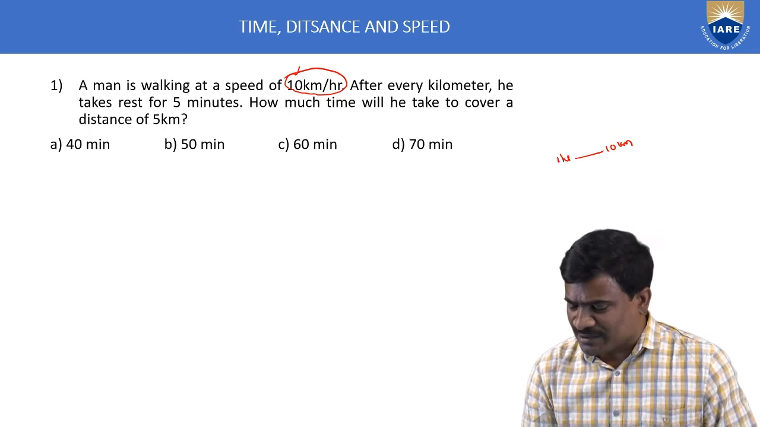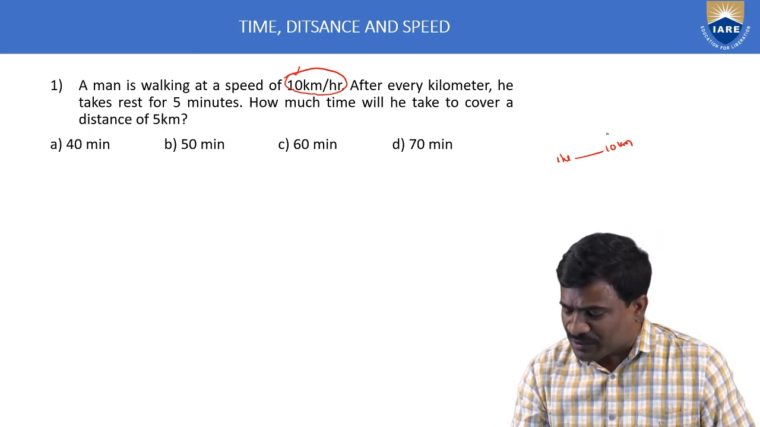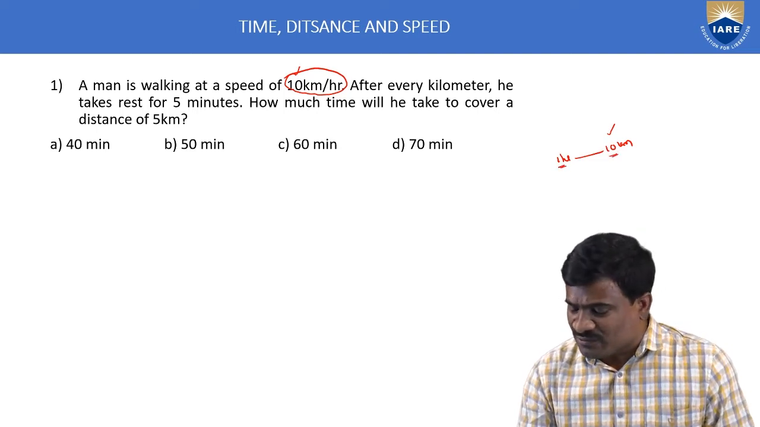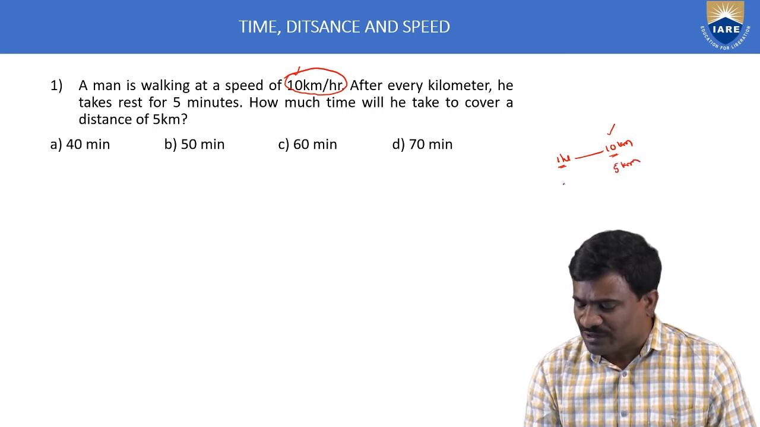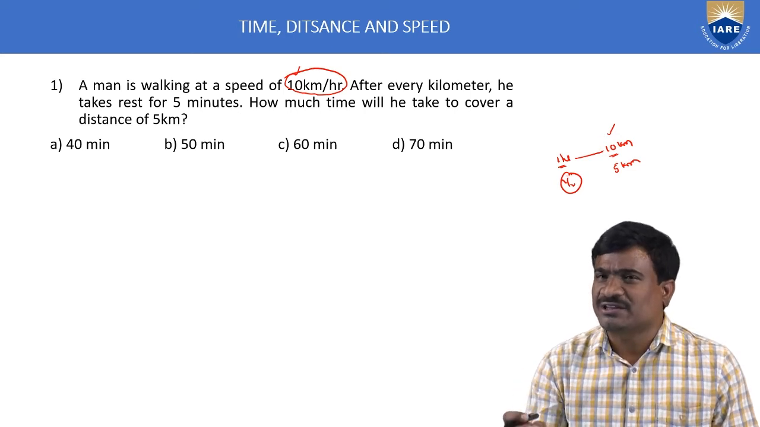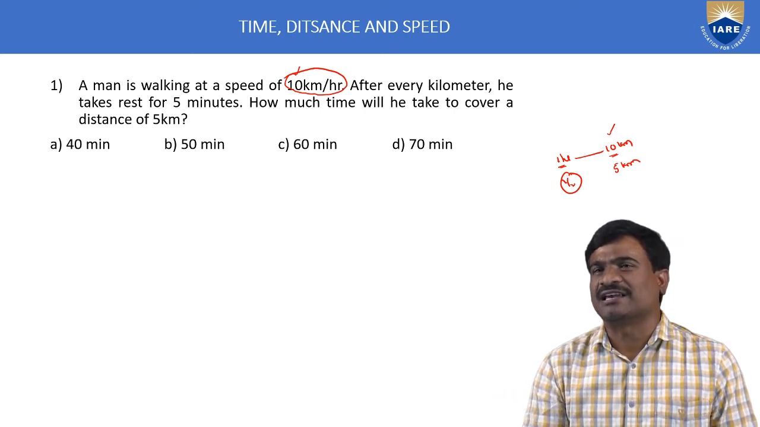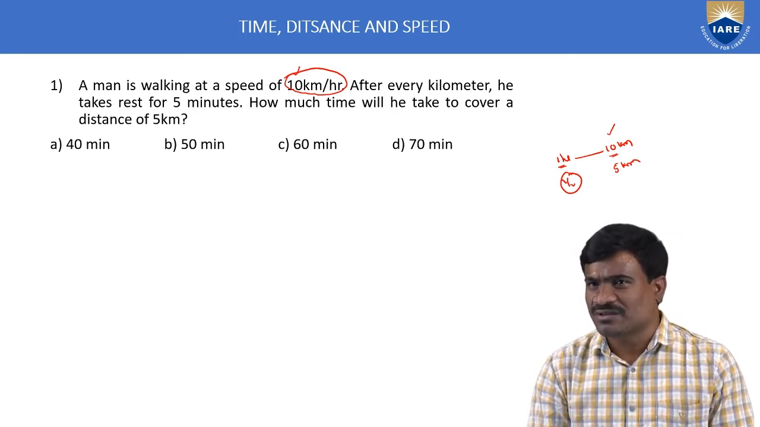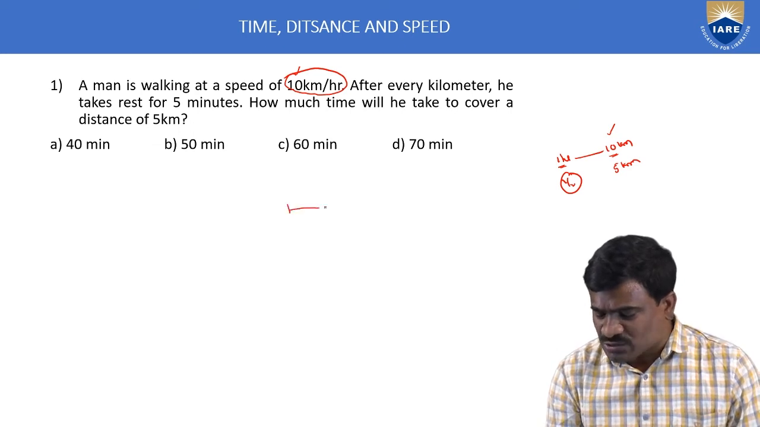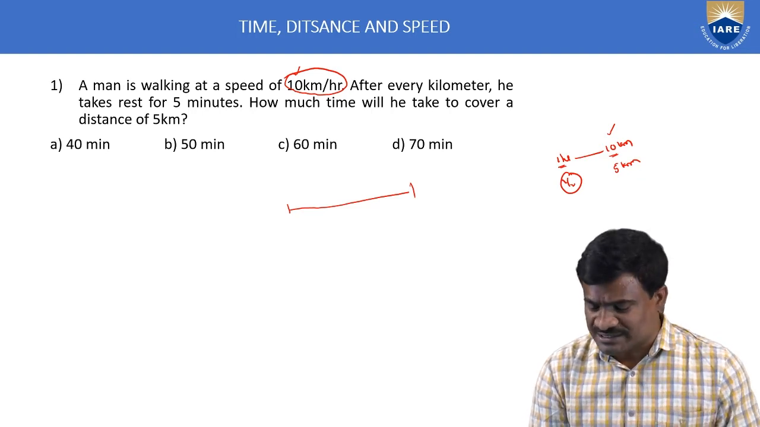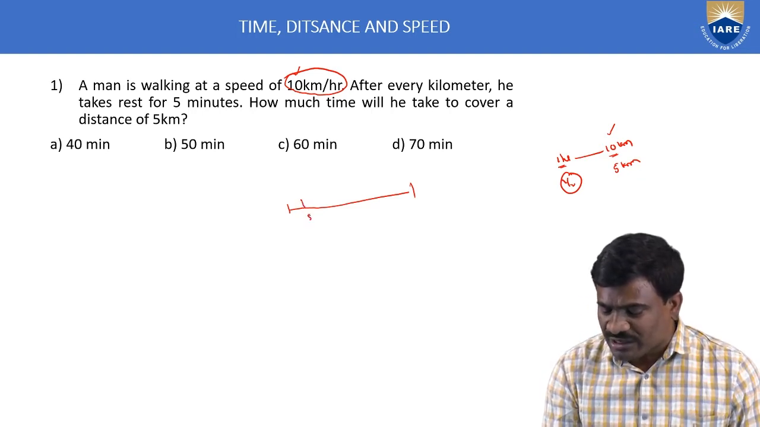By using the first statement, speed is 10 km per hour, so 1 hour distance is equal to 10 kilometers. Then the time for 5 kilometers is half an hour, which is 30 minutes. This 30 minutes is the time taken without stoppages. But in the given problem, calculate the rest time also. In a total of 5 kilometers, every kilometer he takes rest for 5 minutes. Therefore, total rest time is 4 into 5 is equal to 20 minutes.